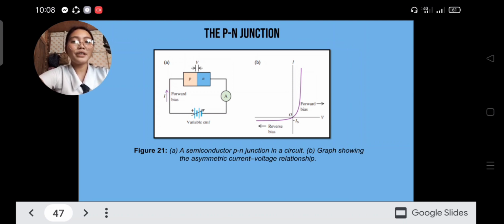So we have here diagrams A and B. Diagram A is the semiconductor P-N junction in a circuit, while the B diagram is the graph showing a symmetric current and voltage relationship.